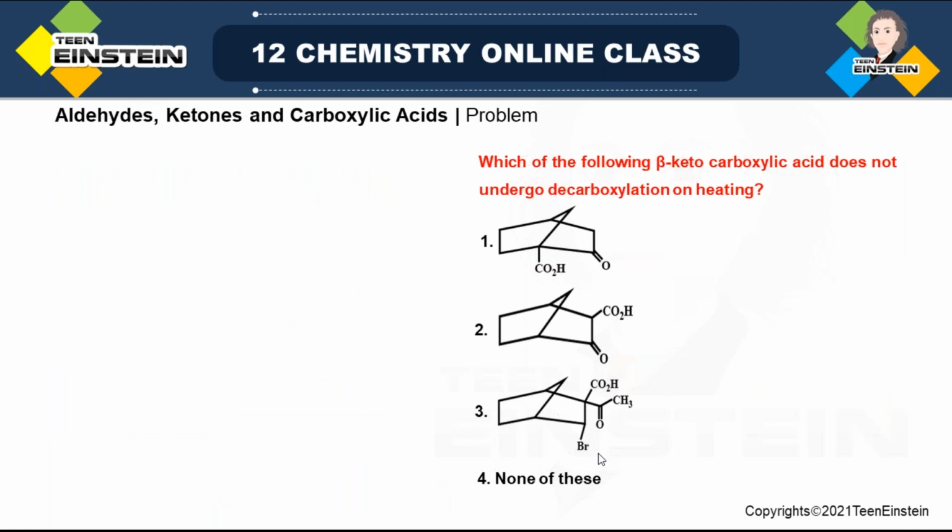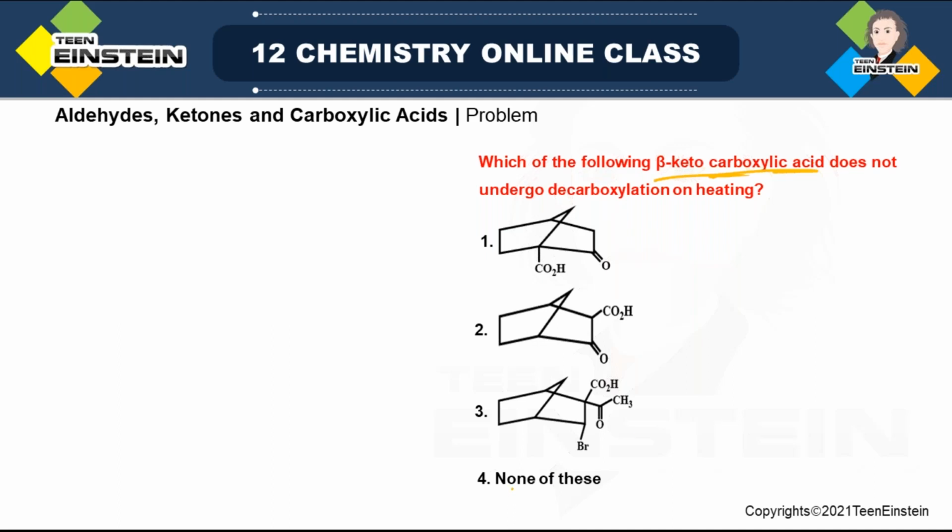Problems regarding decarboxylation again. Which of the following beta keto carboxylic acids doesn't undergo decarboxylation? We know that when it is a beta keto carboxylic acid, simple heating can be expected to give decarboxylation. But it is asking that among these three, one compound will not give decarboxylation.